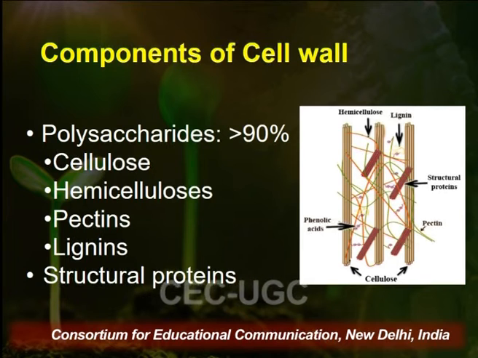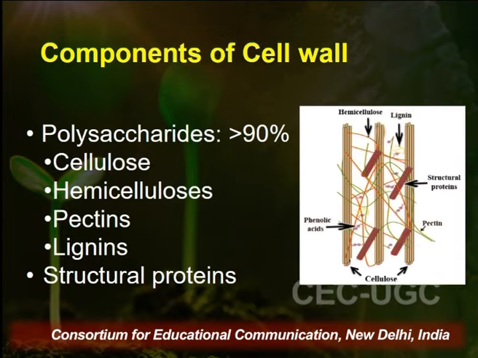So, first coming to the components of the cell wall. I am sure we know that the majority of the plant cell wall is composed mainly of polysaccharides, and according to an estimate, more than 90% polysaccharides constitute the composition of the cell wall.